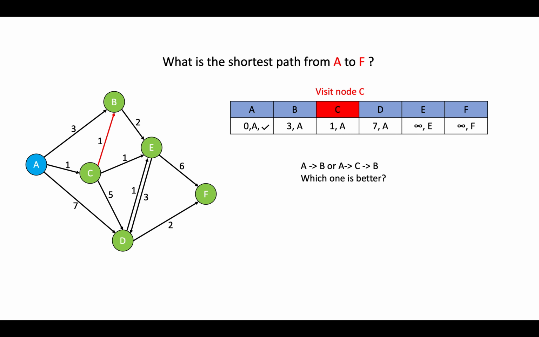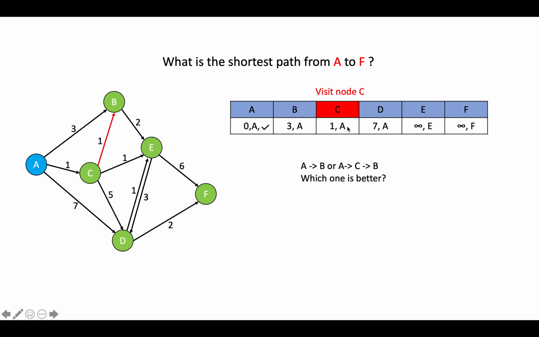For node C, let's see what new information we have. We know that node C has two neighbors, node B and node E. Let's first look at node B. Currently, we can go from node A to node B with shortest distance 3. But we can also go from node A to node B via node C, because C to B is of length 1. Can we use it to update our table? We know that we can go from C to B, and the length is 1.